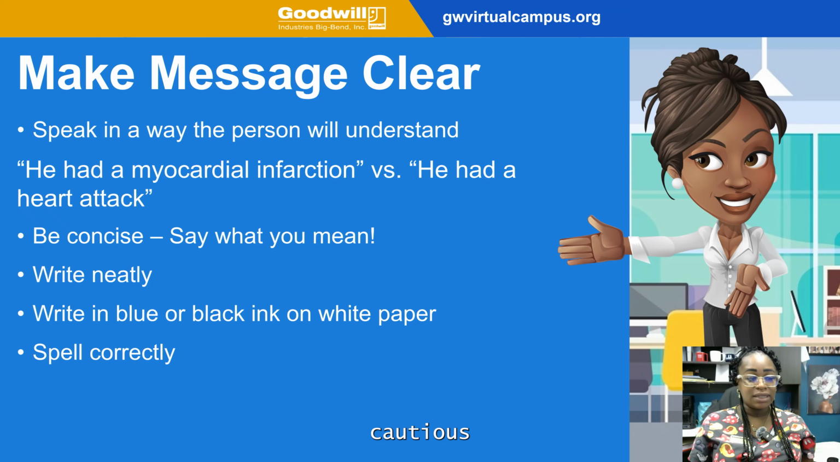We want to be conscious of what we say and we want to say what we mean. If we're writing something down, we want to make sure it's neat. It has to be in blue or black ink. That's just a professional way to go. And we must spell correctly so that we don't mistakenly think one word is for something else, because that can happen.